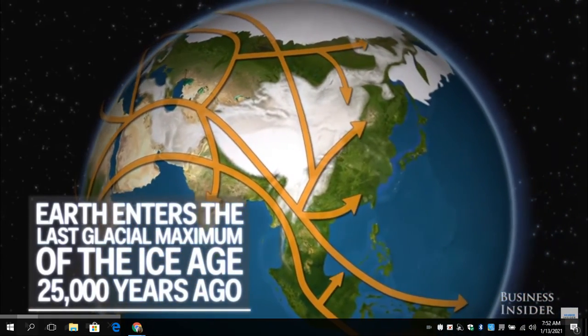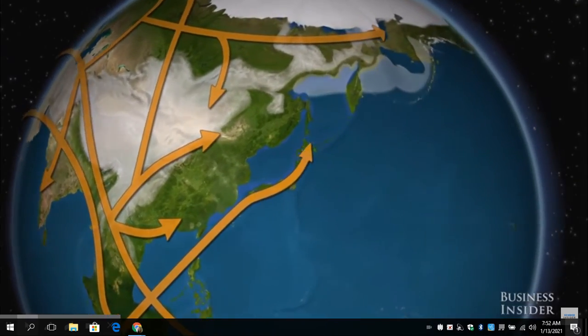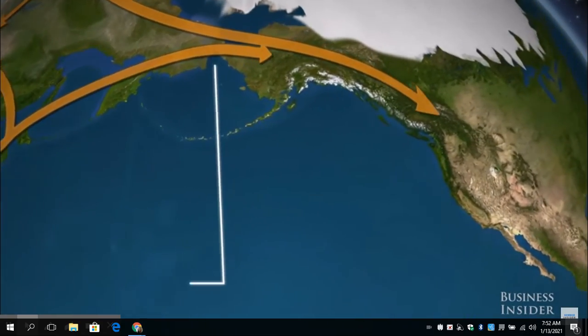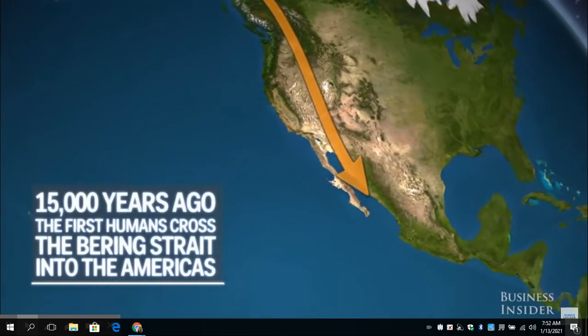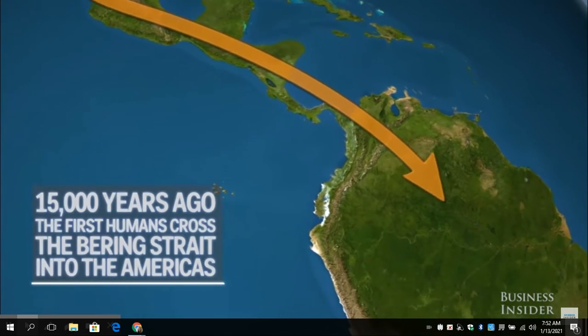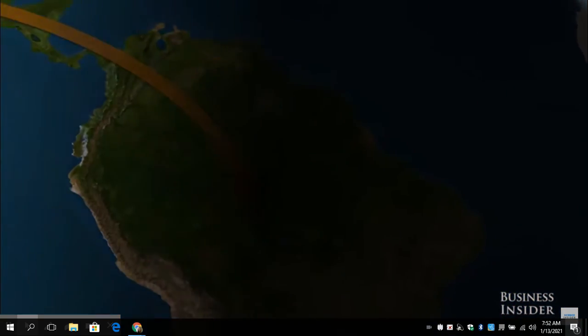So you can see the ice coming down from the ice cap, and that caused the ocean water to recede, opening up the Bering Strait from Russia to Alaska and allowing humans to walk across the Bering Strait. Bering Strait is now underwater at this time.